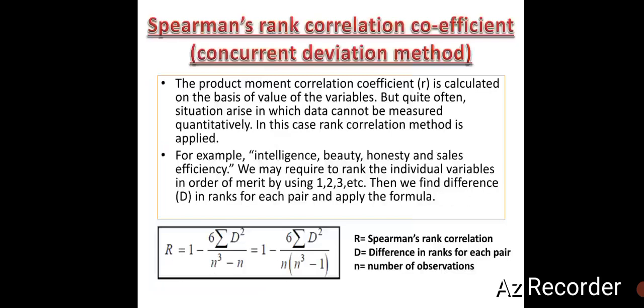The product moment correlation coefficient is calculated on the basis of values of the variables, but quite often situations arise in which data cannot be measured quantitatively. In this case, the rank correlation method is applied, right?